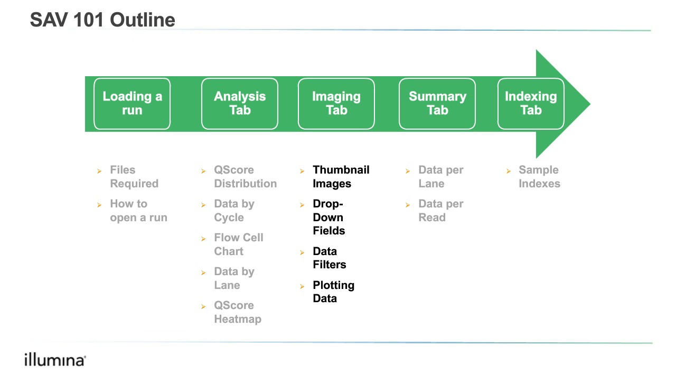Now that we've gone over the Analysis tab with the run graphs, let's take a look at the Imaging tab, which shows the images from the sequencing run. These images are great for troubleshooting, but are not used to evaluate the performance of a run.